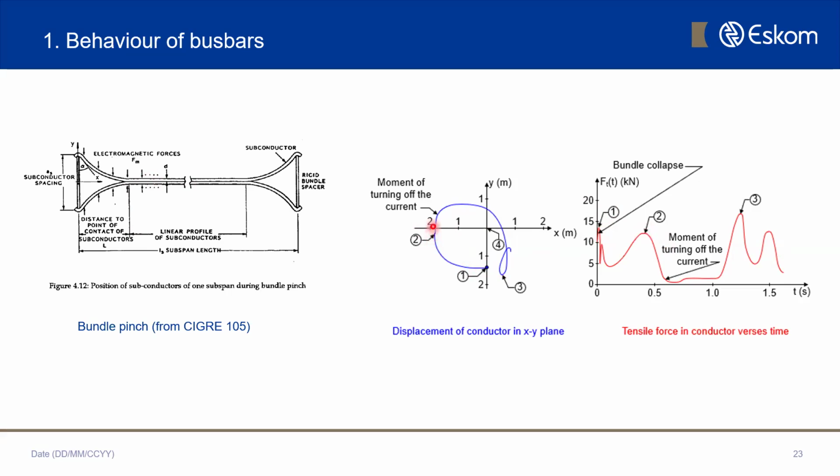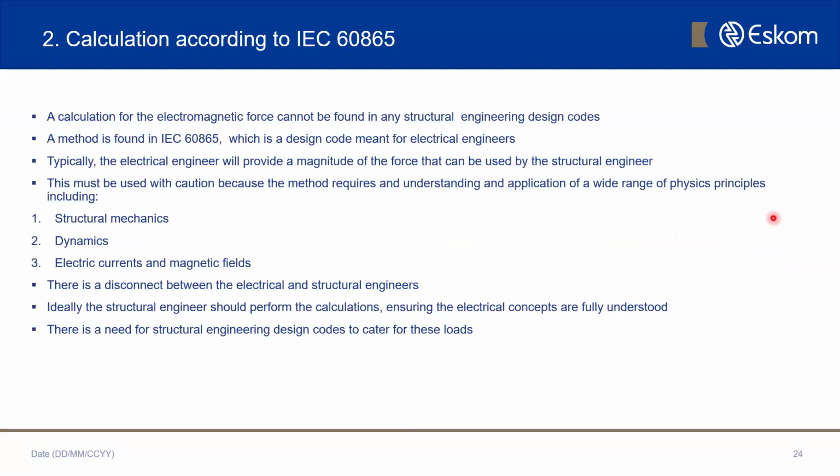The conductor again goes through this oscillation or through this circular trajectory, and it eventually comes to location 3, which is called the drop force, and that's another peak on your graph. So the calculations calculate the magnitudes of these 3 forces. The calculation that you can use will be done according to the International Electromechanical Commission code.